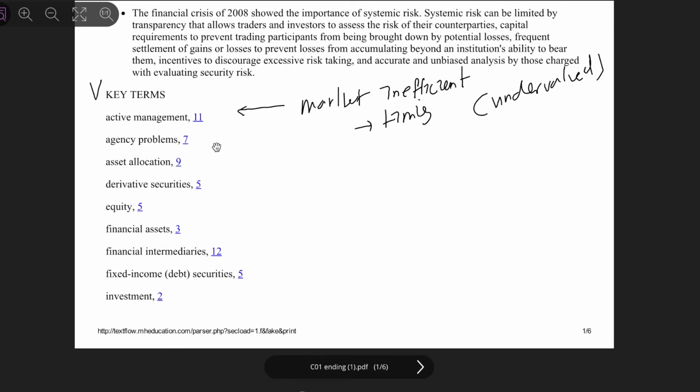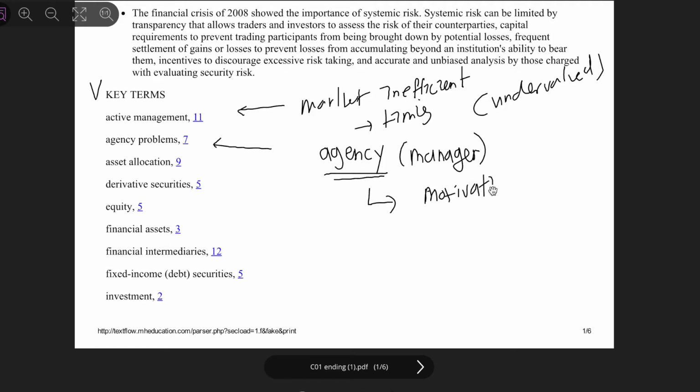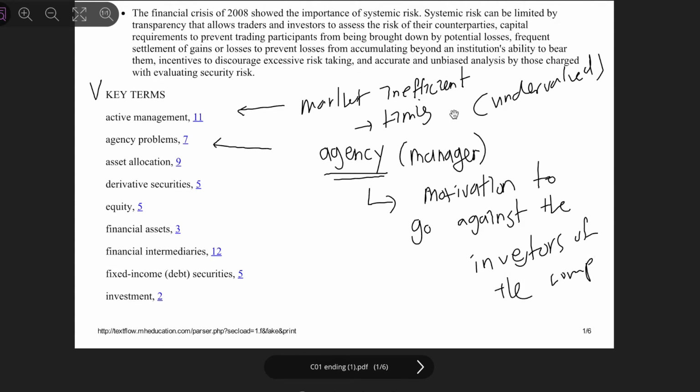And we have the agency problem. That is, the agency, who were selected to represent the company, not the owner, right? The manager sometimes has what we call motivation, yeah, motivation to go against the investors of the company, right? That we call the agency problem.